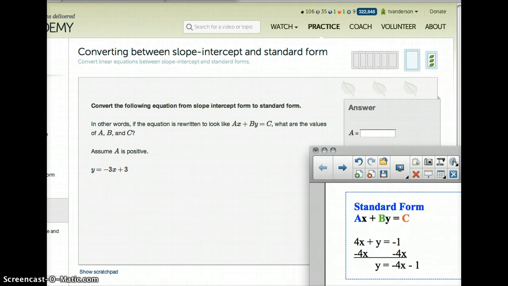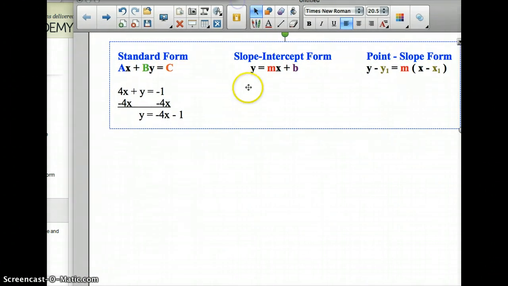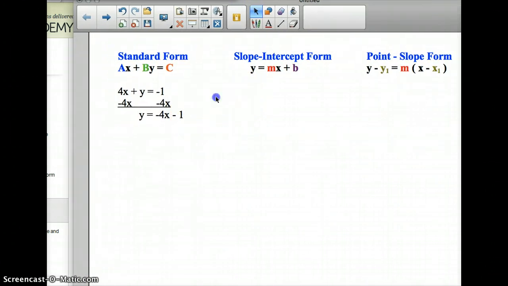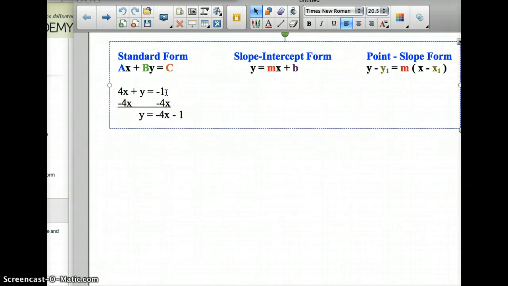That is in slope-intercept form. So we're going to take this up here, and we are going to recreate this one, if I can do this quickly enough. I believe it was y equals -3x plus 3.